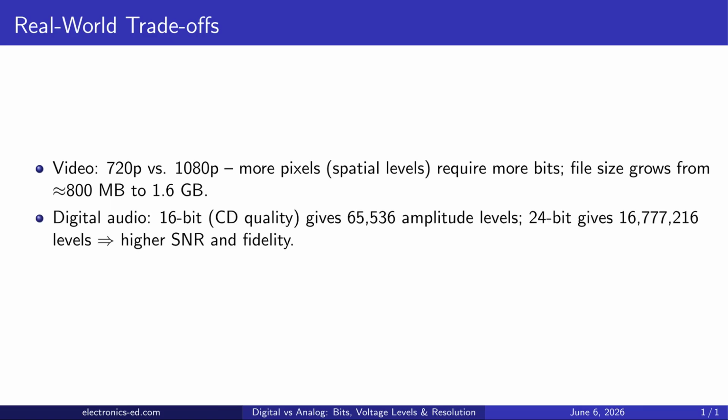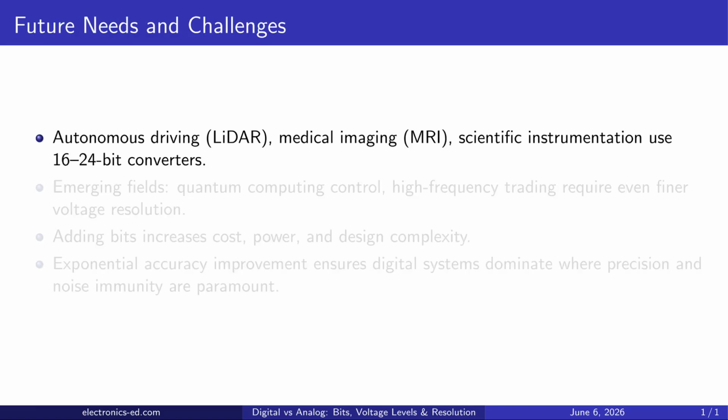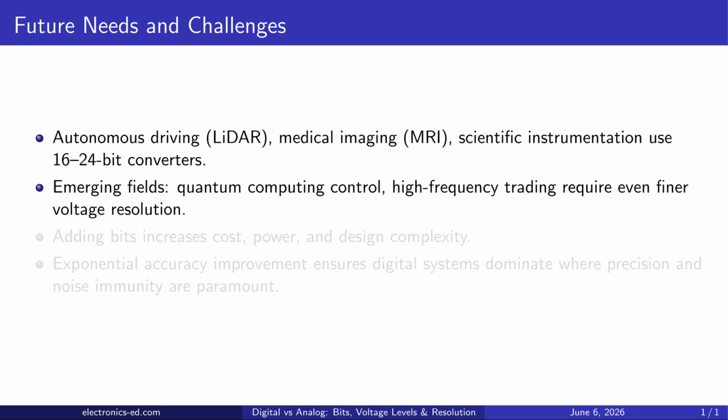For digital audio, CD quality uses 16 bits, giving 65,536 amplitude levels. 24-bit audio gives over 16 million levels, resulting in a higher signal-to-noise ratio. Applications like autonomous driving with LiDAR, medical imaging like MRI, and scientific instrumentation commonly use 16 to 24-bit converters. Emerging fields, such as quantum computing control and high-frequency trading, require even finer voltage resolution.